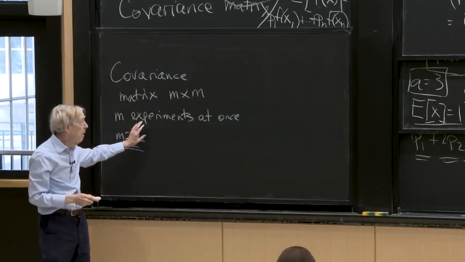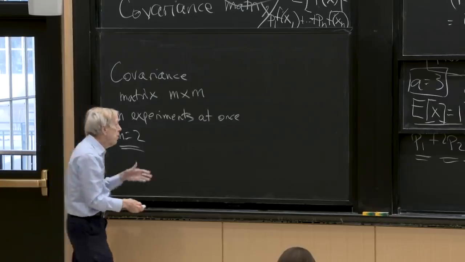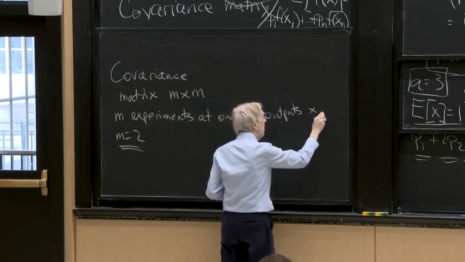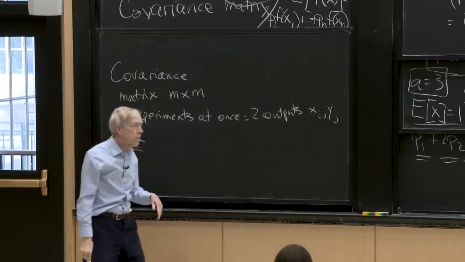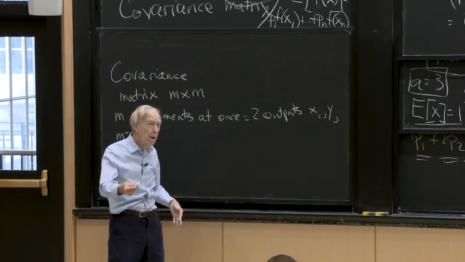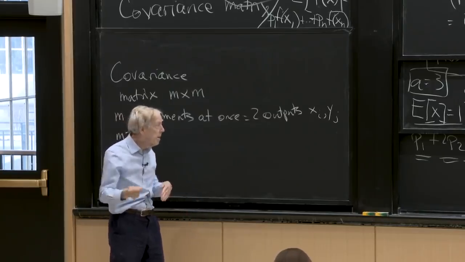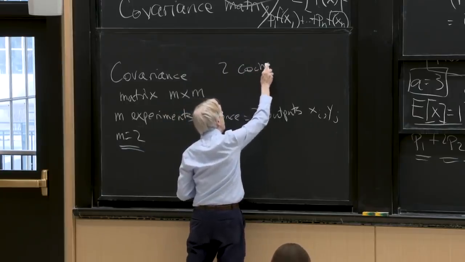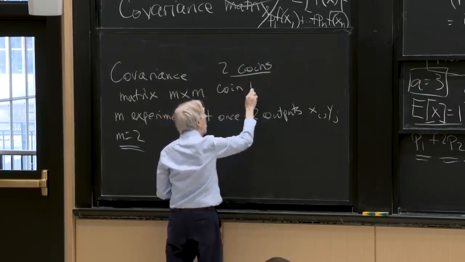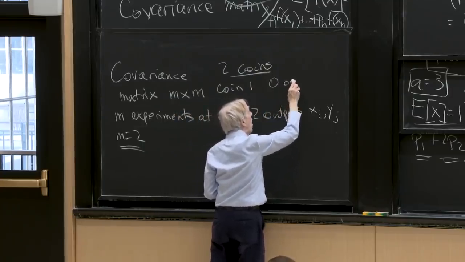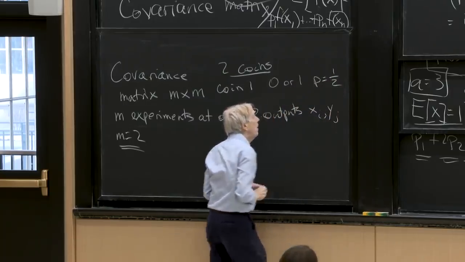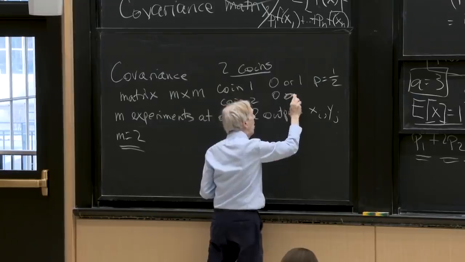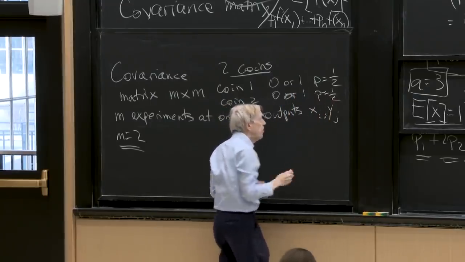And what are we starting with? We're doing 2 experiments at once. So we have 2 outputs, an X and a Y. The X's are the outputs from the X experiment. The Y's are the outputs from a second experiment. We're flipping 2 coins. So let's take that example, 2 coins. Coin 1 gets 0 or 1 with probability of half. Coin 2, 0 or 1 with probability of half. So they're fair coins.